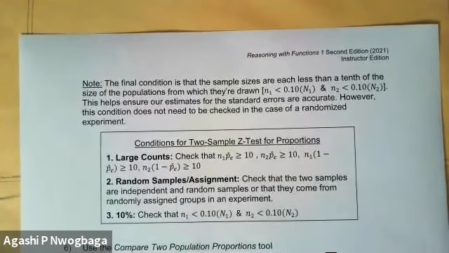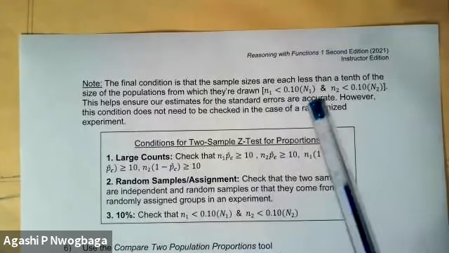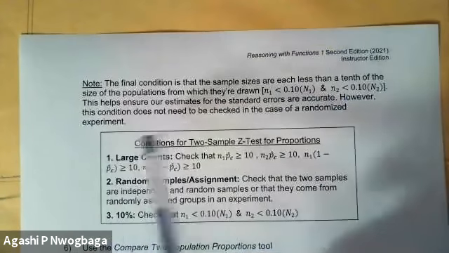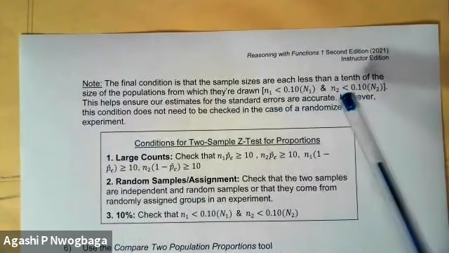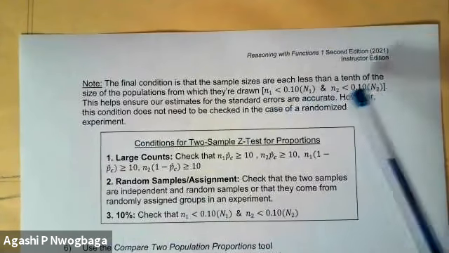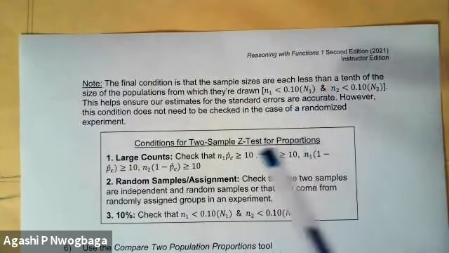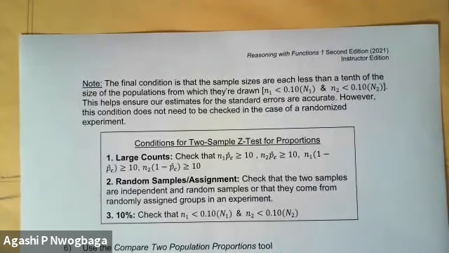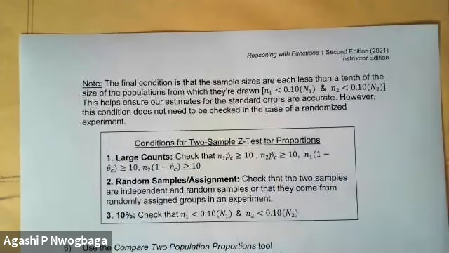So note, the final condition is that the sample sizes are each less than 1/10 of the size of the populations from which they were drawn. N1 is less than 0.10 times the population size, and N2 is less than 0.10 times its population size. This helps ensure our estimates for the standard errors are accurate. However, this condition does not need to be checked in the case of a randomized experiment.